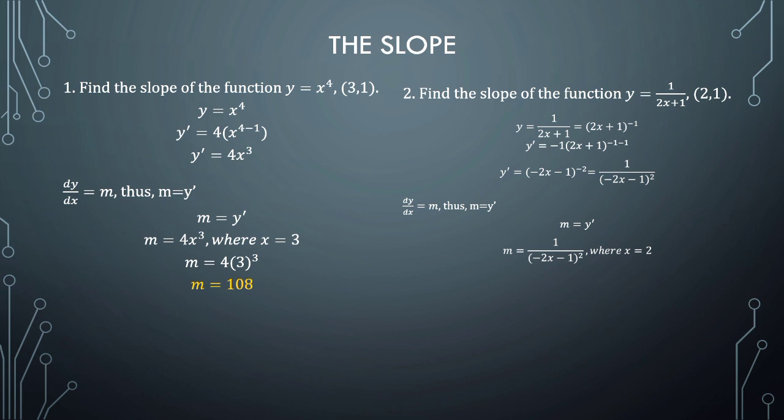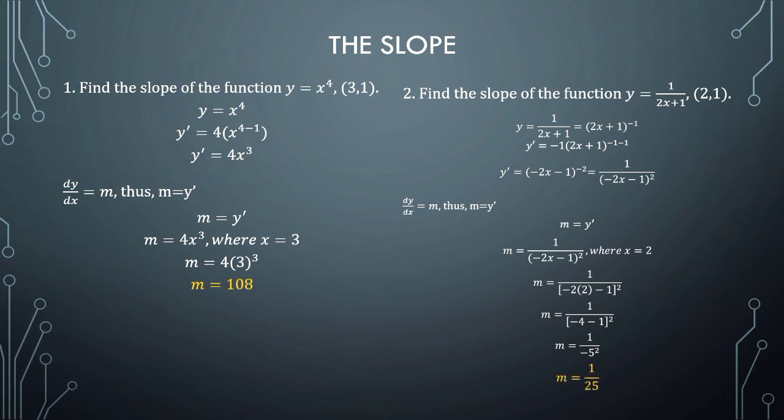So the slope is equal to 1 over negative 2 times 2 minus 1 all raised to 2. Solving all, the slope would be 1 over negative 4 minus 1 raised to 2. Then the slope would be equal to 1 over negative 5 squared. Thus, the slope would be 1 over 25.